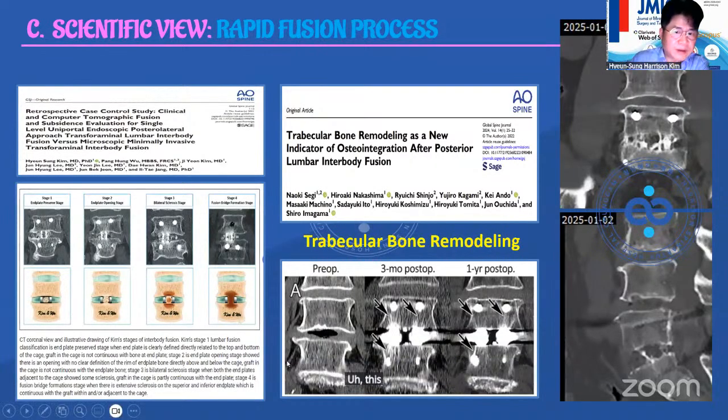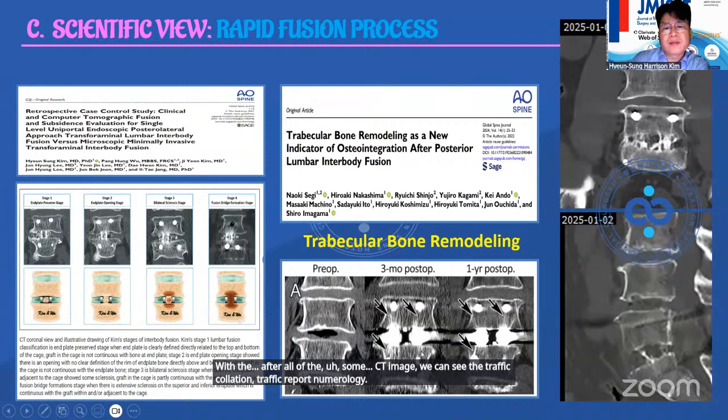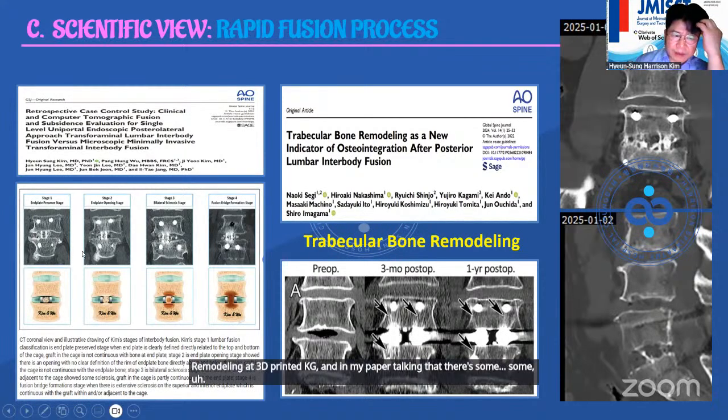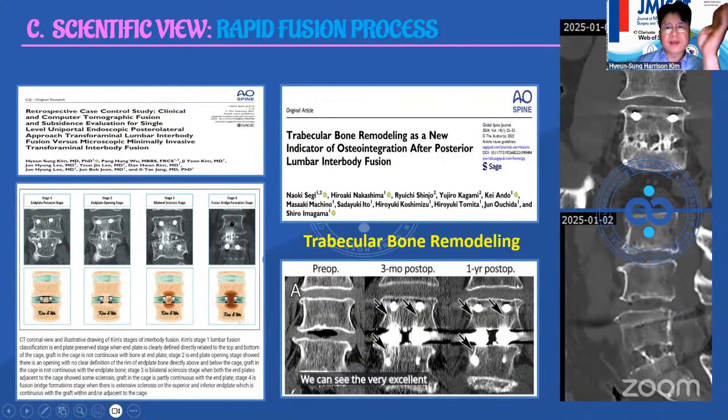This is my paper and another Dr. Naoki's paper, talking that after follow-up with some CT images, we can see the trabecular bone remodeling after the 3D printed cage. And my paper talks about how, using the endplate denudation and 3D printed cage insertion, we can see a very excellent fusion rate and fusion speed.